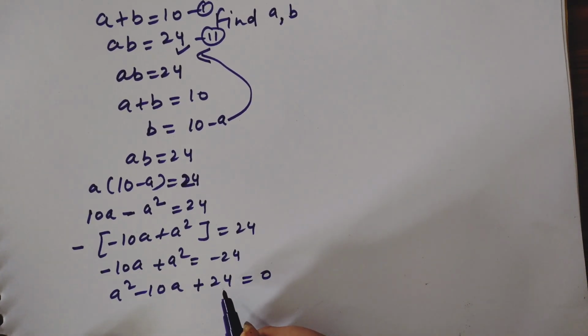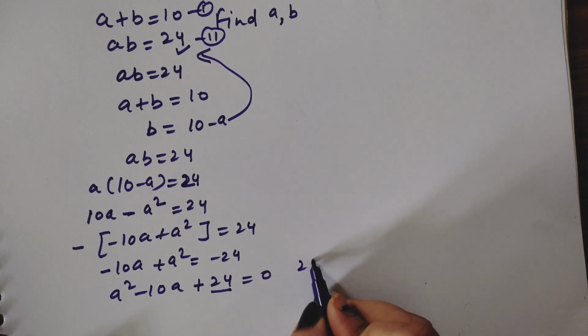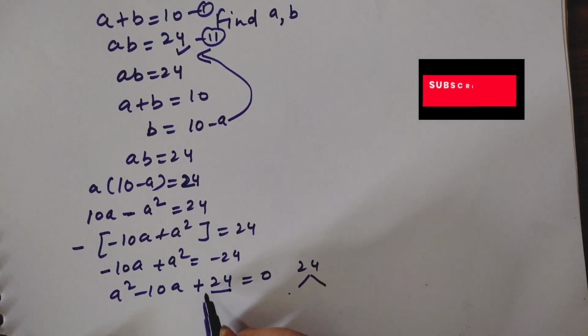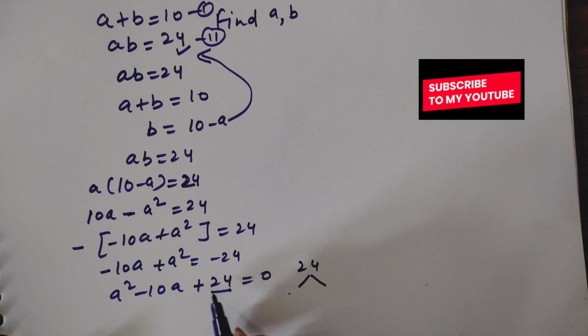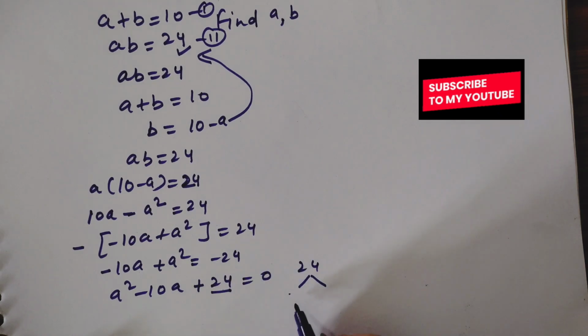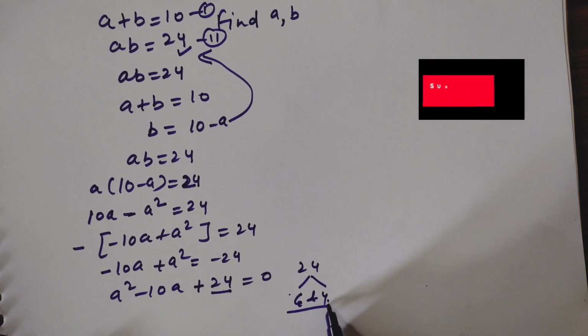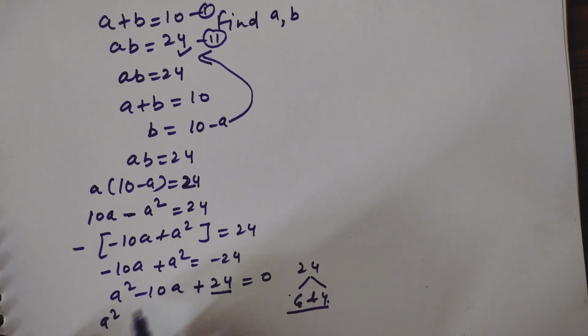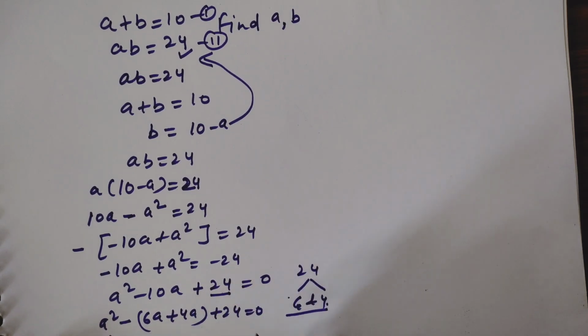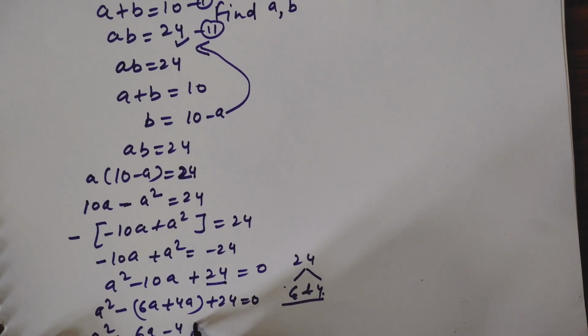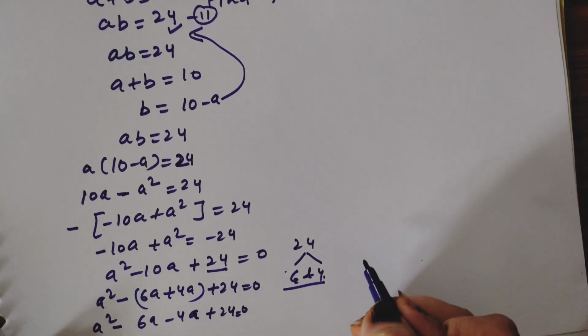Now the last number is 24, so we have to find two factors such that the sum of these two factors should be 10. These two factors are 6 and 4, because 6 plus 4 is 10 and 6 into 4 is 24. So we will split this 10a into 6a plus 4a. Here the negative sign is outside, so this negative sign goes inside, so it is minus 6a and minus 4a. We will use the factorization method for finding the value of a.